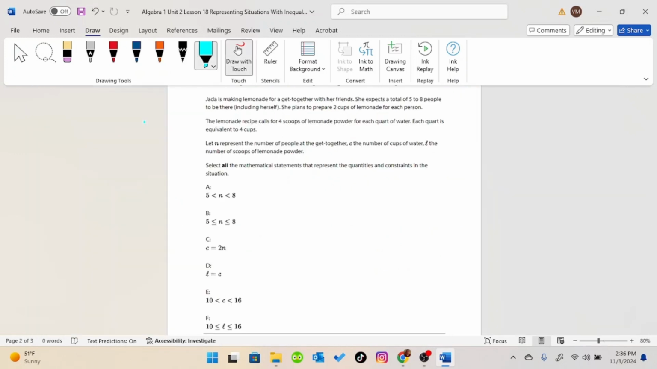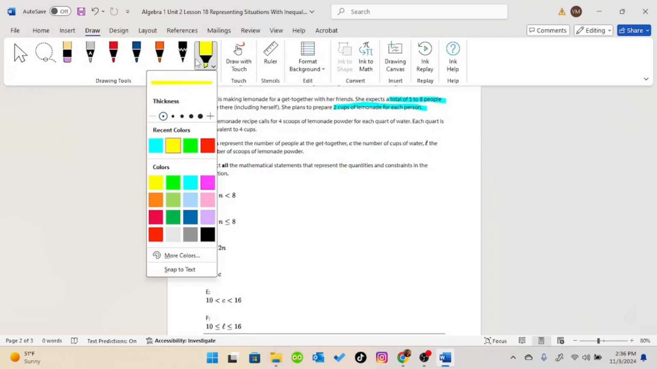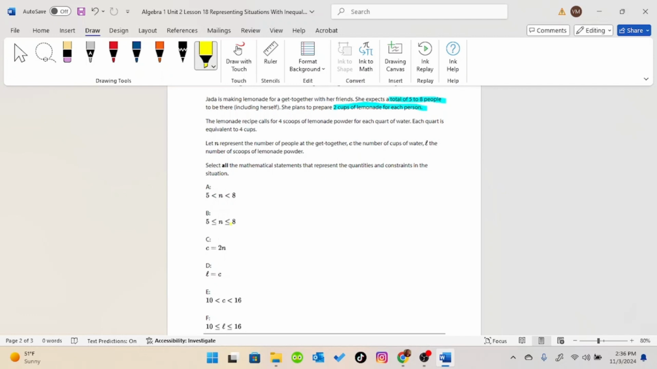Our next practice problem, Jada is making lemonade for a get-together with her friends. She expects a total of 5 to 8 people to be there, including herself. She plans to prepare 2 cups of lemonade for each person. The lemonade recipe calls for 4 scoops of lemonade powder for each quart of water, and each quart of water is equivalent to 4 cups.